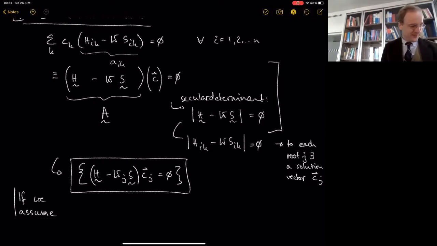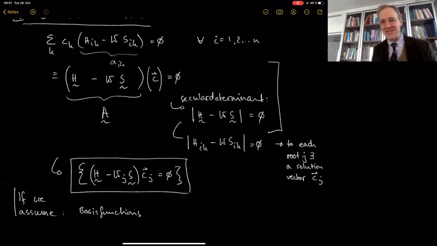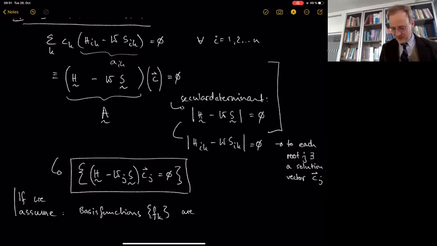So, the assumption is basis functions... Moss doesn't find this joke funny, so I think he's heard it too many times. Basis functions f are orthonormal. Orthonormal means orthogonal and normalized, okay?